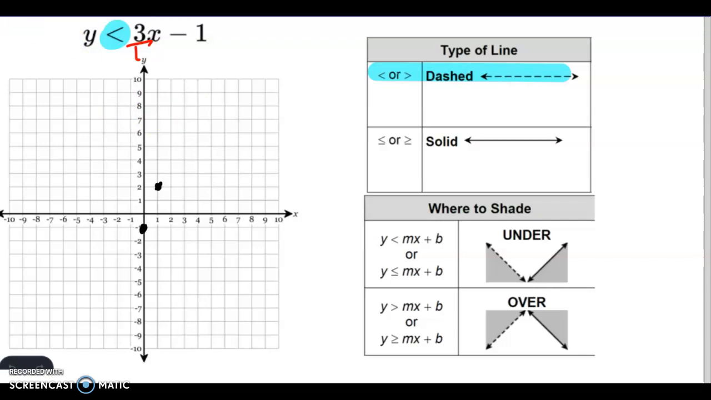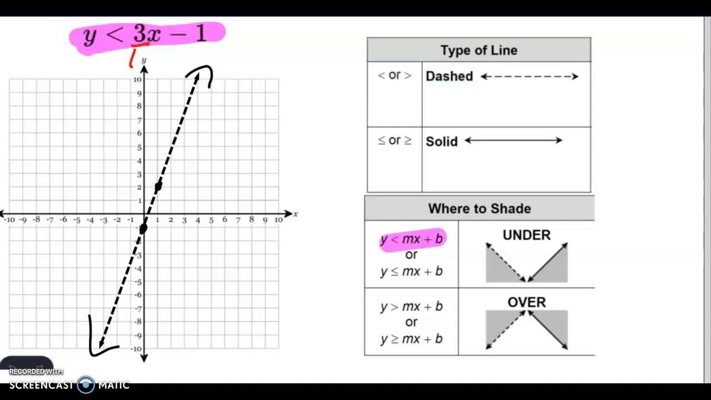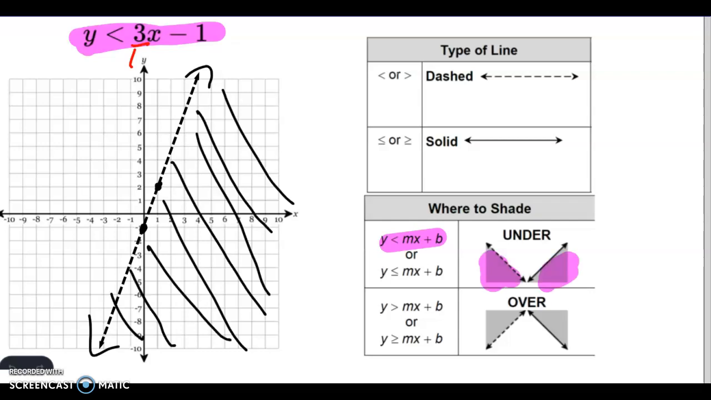So here we're going to draw a dashed line, and now we've got to figure out which way to shade. Because it is less than, it's still going to be under. So we shade under the line, and that lets us know that everything under that line is part of the solution. And that's it. That is how you graph inequalities.